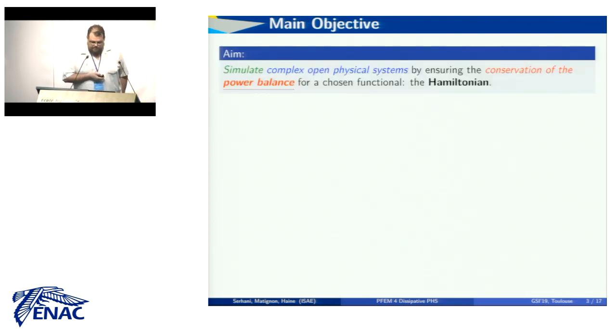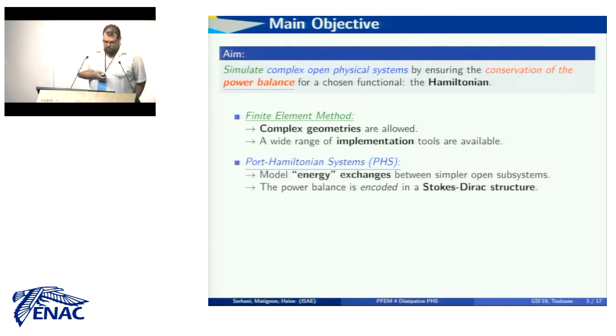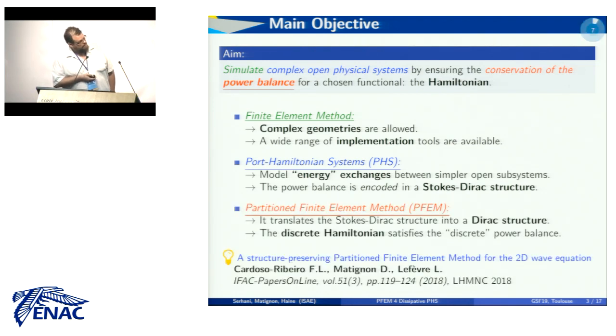So our objective is to simulate complex open physical systems, ensuring the conservation of some power balance for a chosen functional, and this functional is exactly the Hamiltonian. To do it, we choose to use finite element methods, which are robust and well known, and port-Hamiltonian systems. Why do we do that? Because it splits a complex system into simpler ones. And the energy, so the Hamiltonian we want to preserve, is exchanged between these simpler subsystems. And the power balance is encoded, in some sense, in a Stokes-Dirac structure in this formalism.